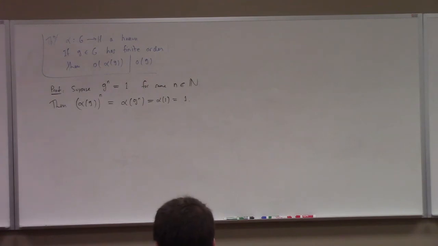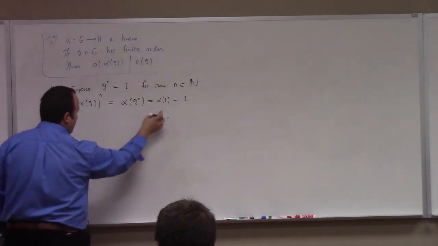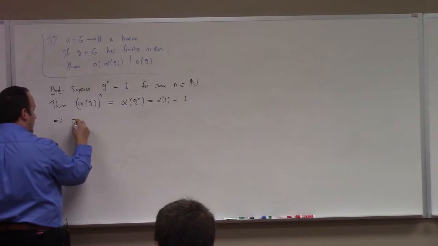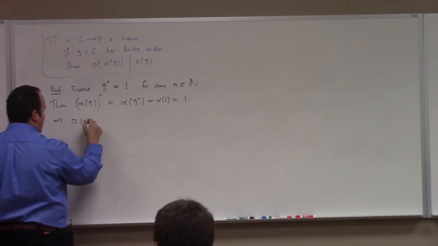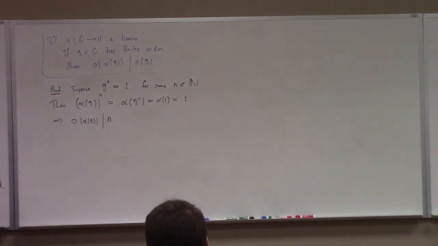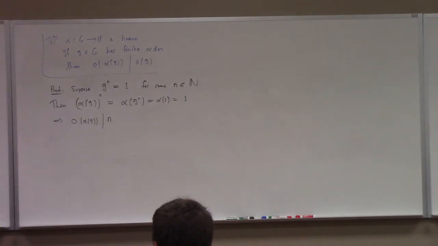Well, so what's it say? It says that this element, alpha of G, raised to the n power is equal to 1. So that implies that the order of alpha of G has to divide n. We have this theorem: if we have some element to the power k, how does k relate to the order of the element? Well, it has to divide it. In other words, if you have some element raised to a power getting the identity, that power must be a multiple of the order of the element.